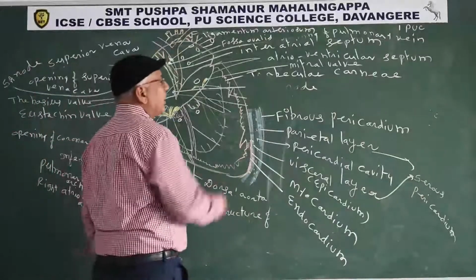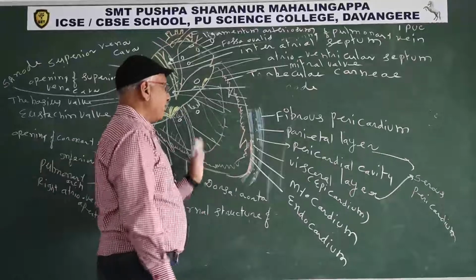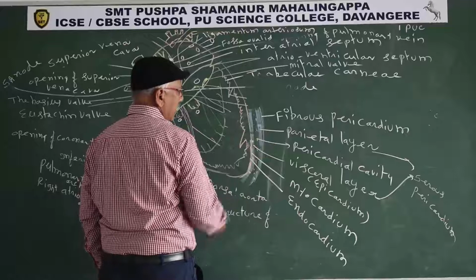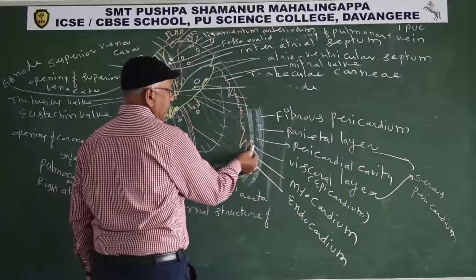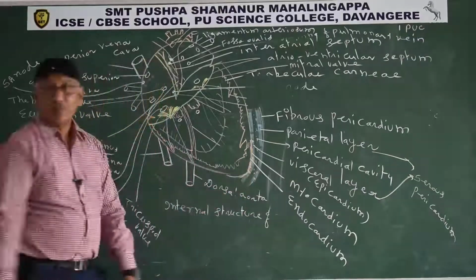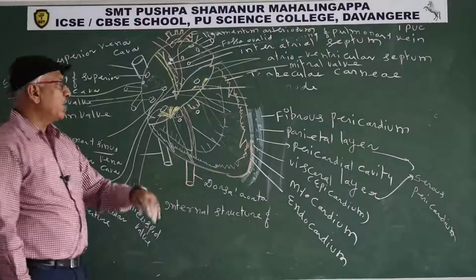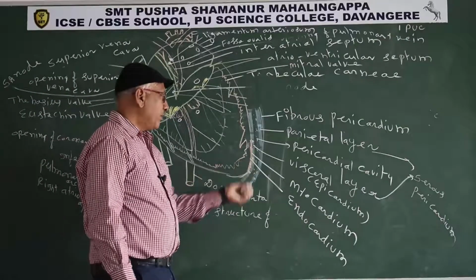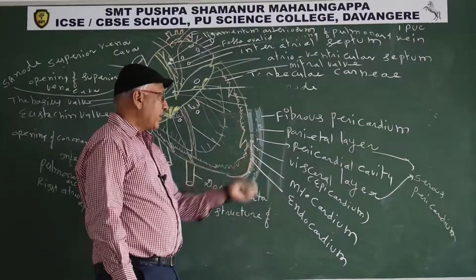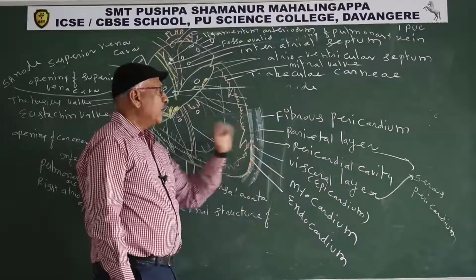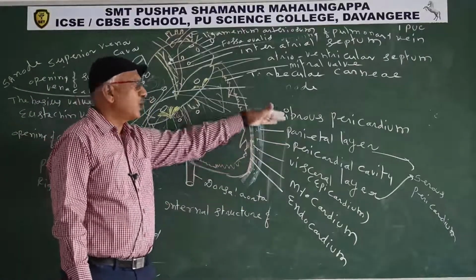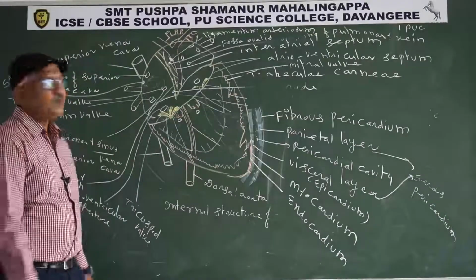So the various layers of the human heart from outer to inner: fibrous pericardium, parietal layer, pericardial cavity, visceral layer or epicardium, myocardium, endocardium. Various layers from inner to outer: endocardium, myocardium, epicardium, pericardial cavity, parietal layer, fibrous pericardium. These are the different layers from inner to outer or outer to inner.